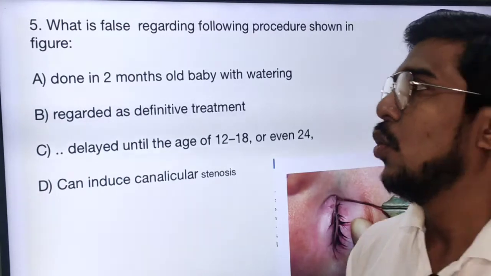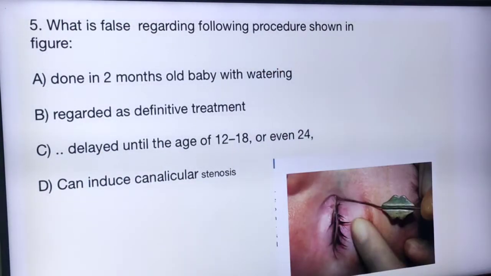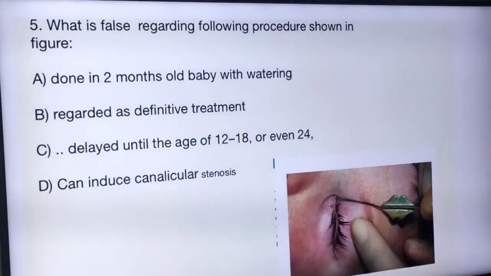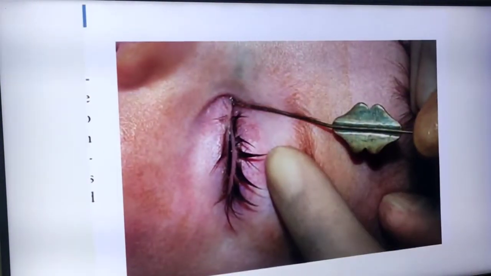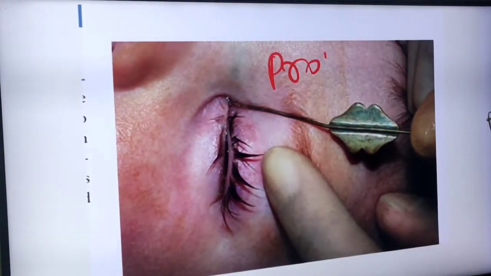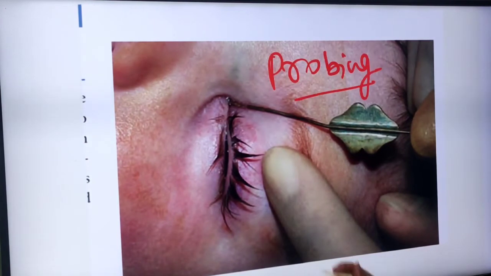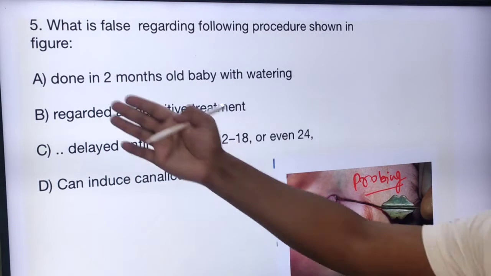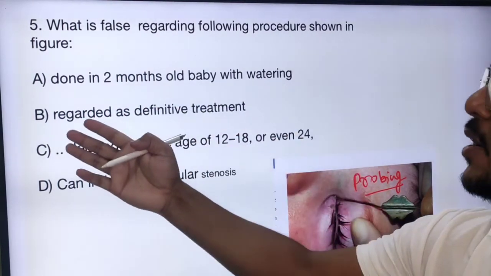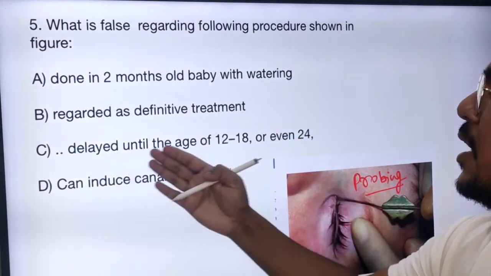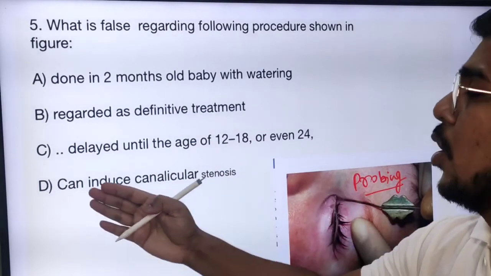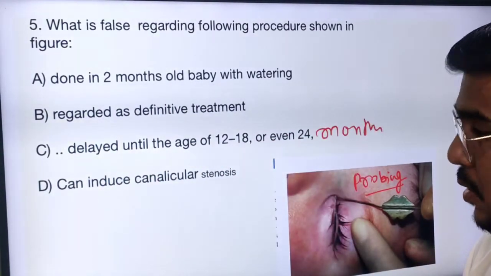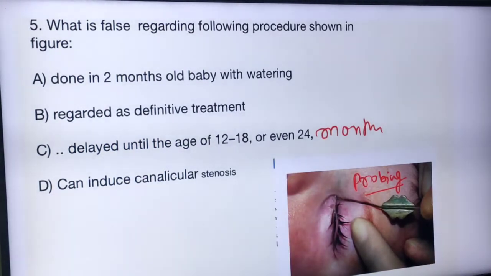Now, what is false regarding the following procedure? This is the procedure. What is this? This procedure is the probing, right? For the nasolacrimal duct obstructions, obviously. Done in 2 months old baby with watering, regarded as a definitive treatment, delayed until the age of 12 to 18 or even 24 months, and can induce canalicular ptosis.